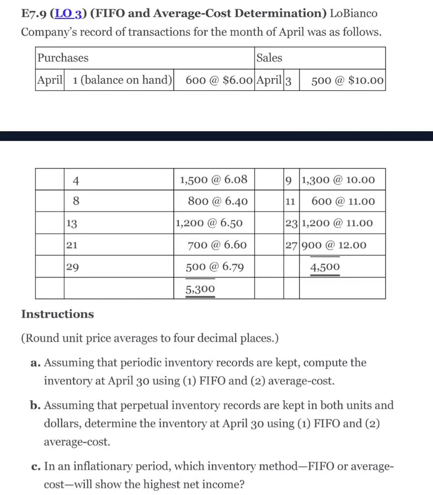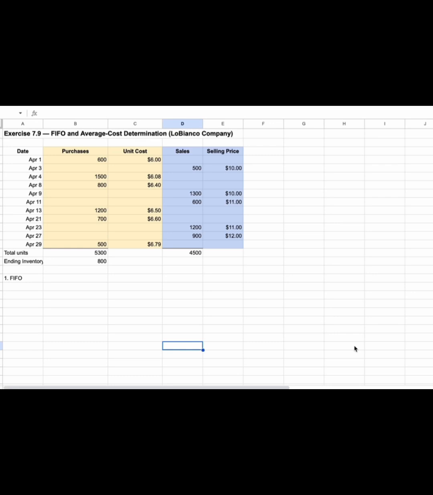Hello everyone, in this video I'll walk you through exercise 7.9 from KSO. We'll compute ending inventory using both first in first out and the average cost methods under periodic and perpetual systems, and discuss which gives the highest net income.